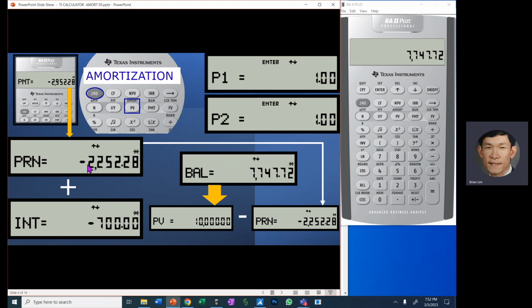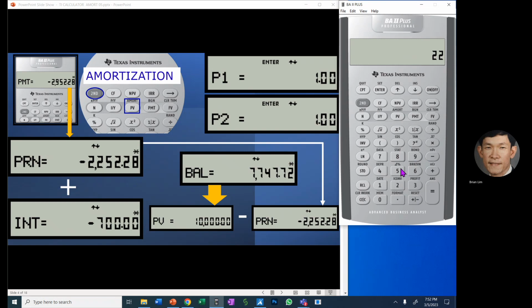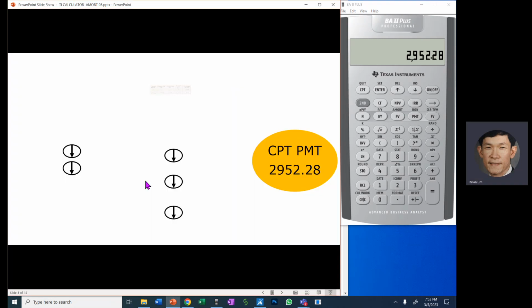So if we take these two numbers and add them together, we should get the amount of the payment. So let's take these two numbers, $2,252.28, and we add $700, we come up with this number right up here, $2,952.28. All right, so that is what happened when the first payment was made. The $10,000 was reduced by the amount paid on the principal, and that gives the balance for the next payment, or how much is owing. And of the payment, this amount was paid on the principal, and this amount was for interest.